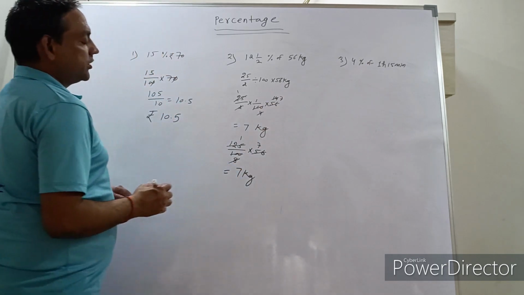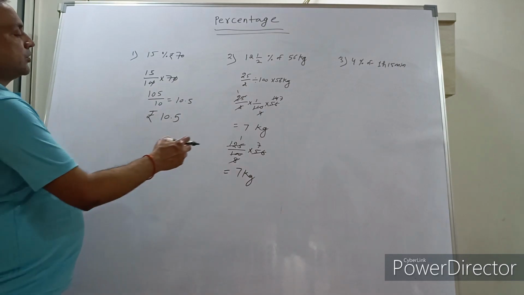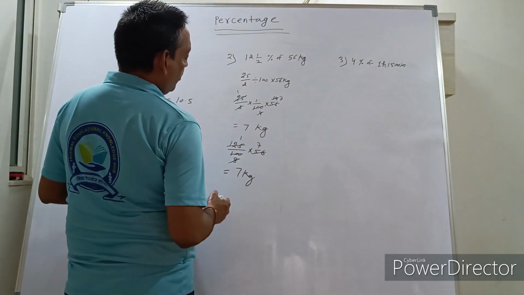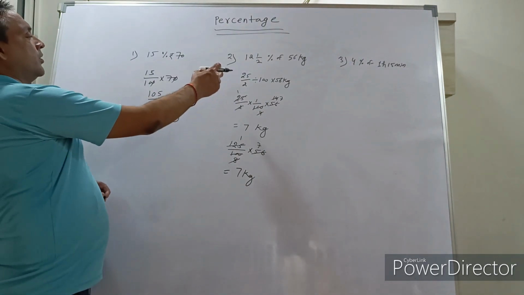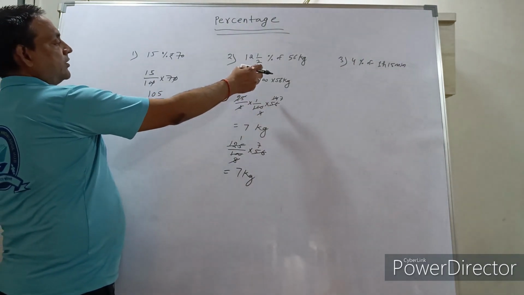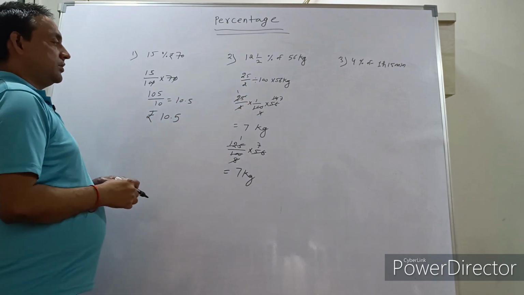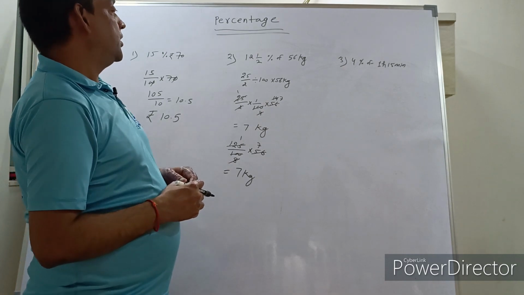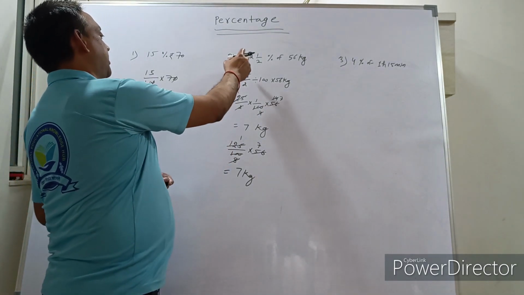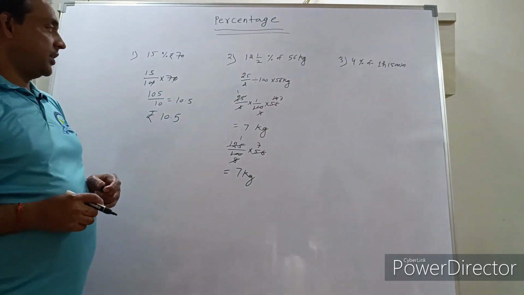Okay, if you are good in calculation, you can do it, or you can divide 100 by 12.5 and then multiply by 56. Or you can convert into an improper fraction and then divide by 100, and simply you get the answer. So you can do it by any method, either by converting fraction to decimal or by converting the mixed fraction to improper, and you can get the answer.